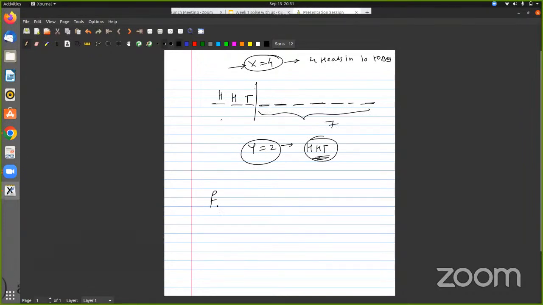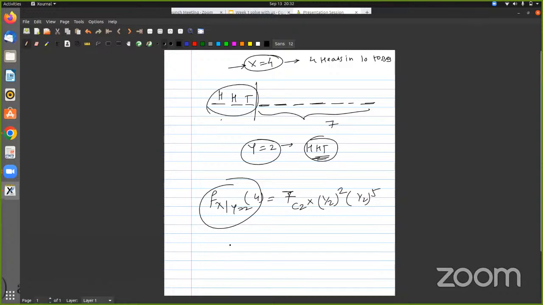No, this is actually... one minute, I'll tell you. So if x equals to 4 given that y equals to 2, this is directly 7C2 into 1/2 to the power 2 into 1/2 to the power 5. This is the total conditional density, because we have already done this, right? This is not the numerator, this is the conditional density directly.